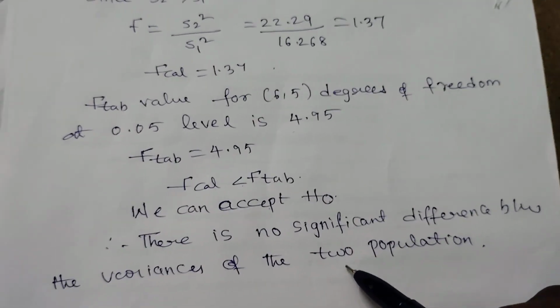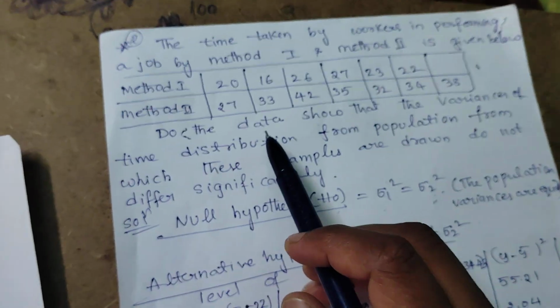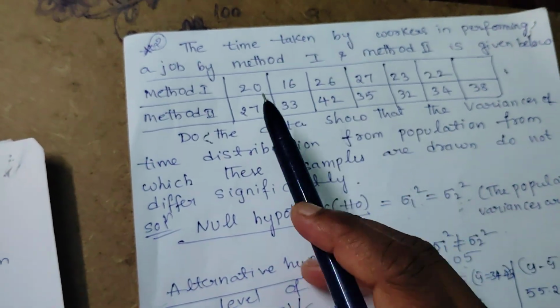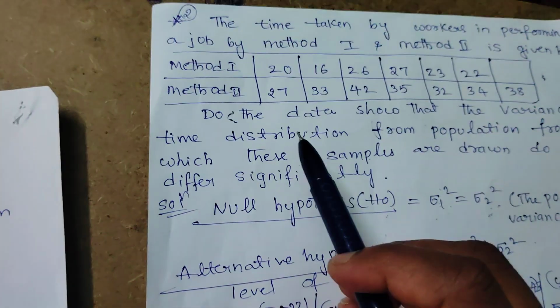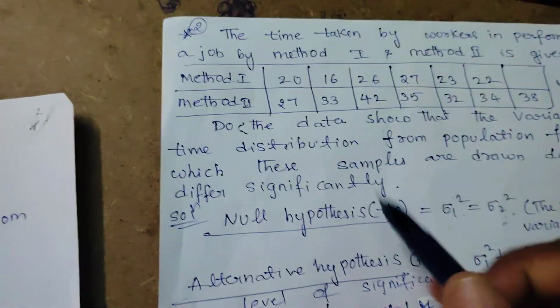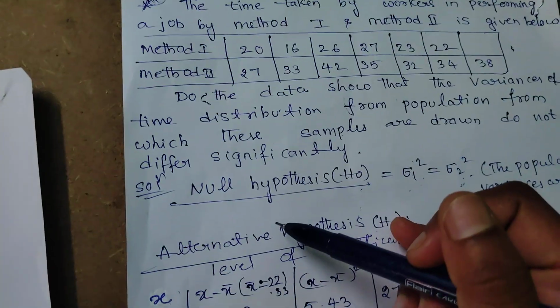That means between method 1 and method 2, there is not much difference between the time taken by the workers. Method 1 and method 2 are almost the same, taking the same time. Okay, so this is the problem.